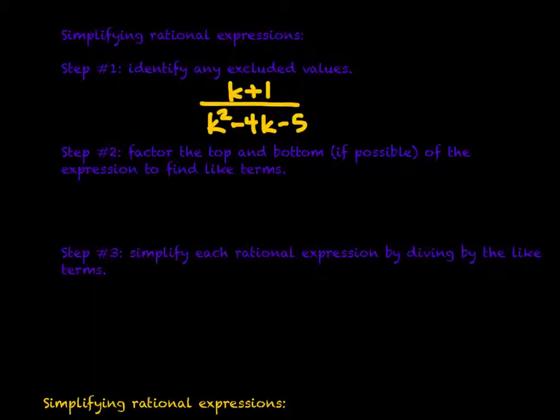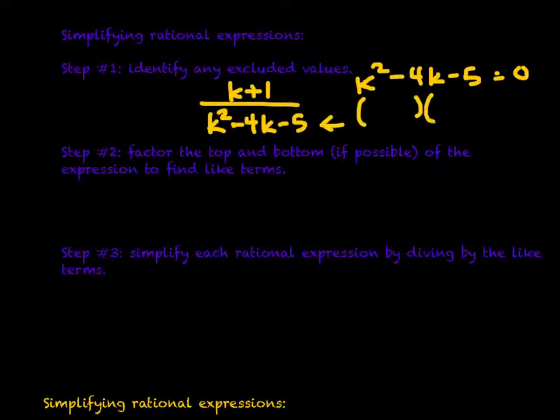So first things first, we need to pay attention to this denominator. We have k squared minus 4k minus 5. And when we're looking at this, we can't actually find out which k's make it equal to 0 unless we do bottoms up or we do some factoring. So this factoring can easily be done with some guess and check.